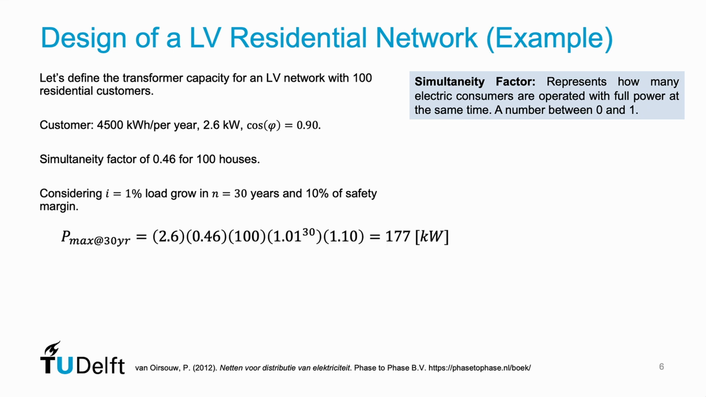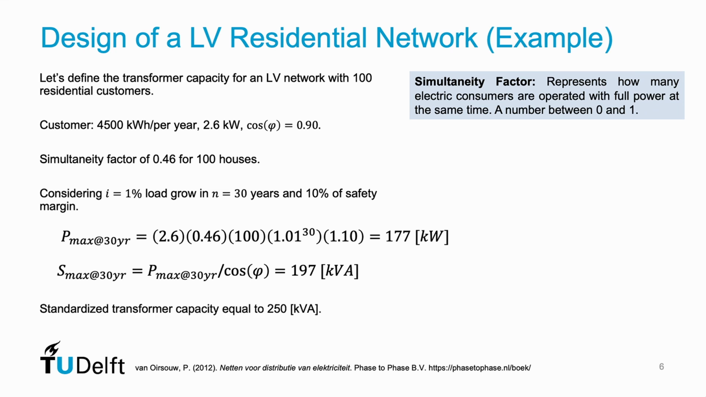Using the expression that you see in the slide, we reach an estimation of 177 kilowatts for the transformer. To estimate the apparent power of the transformer, we use the expression in this slide to obtain 197 kilovolt ampere. A standardized value of such transformer would be 250 kilovolt ampere.